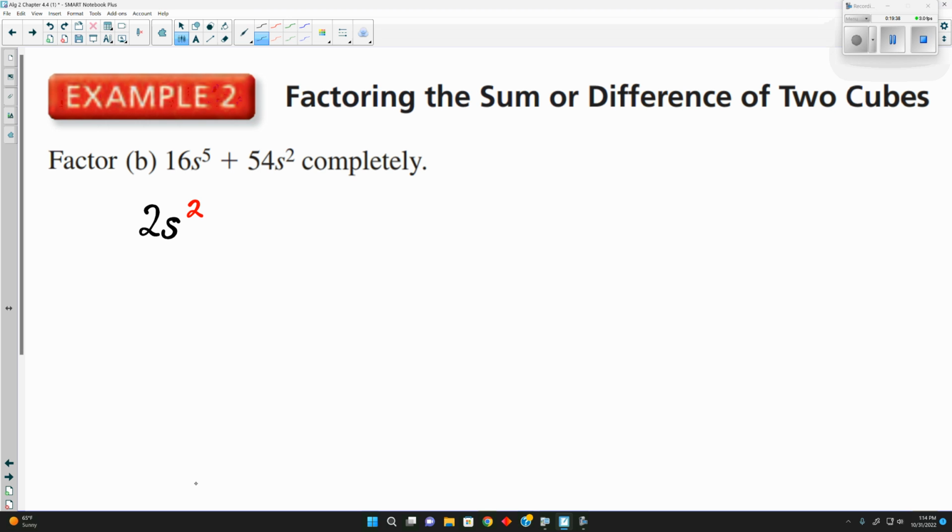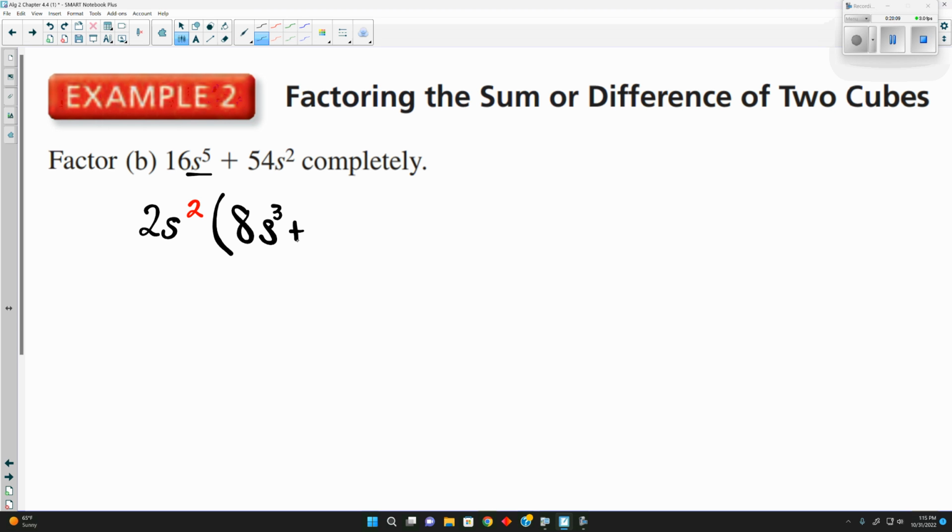So if we pull 2 out of both of these here, 16 divided by 2 is 8. Now, s to the 5th, I can't take the cubed root of it, because the next s value that we could take is s to the 6th, because for us to take a cubed root, the exponent has to be divisible by 3. But if we factor 2 of them out, it takes it from s to the 5th to s to the 3rd. Okay, we can take the cubed root of s to the 3rd.